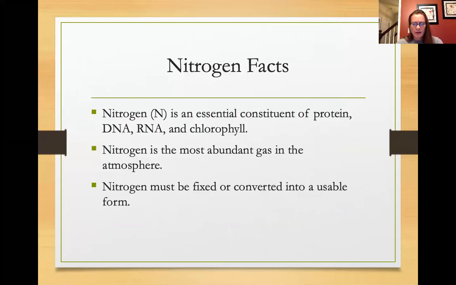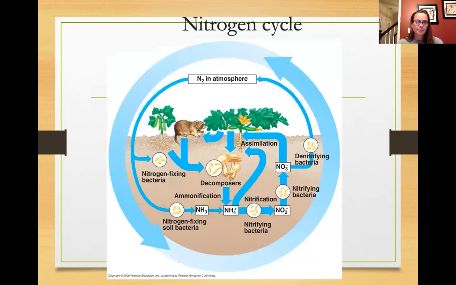So nitrogen is an element. It's an essential constituent of protein, DNA, RNA, chlorophyll, lots of vitally important organic compounds. It is also the most abundant gas in the atmosphere, but the nitrogen that's in the atmosphere is not available to be used by plants or other organisms. It has to be fixed or converted into a usable form. So let's talk about this nitrogen cycle.